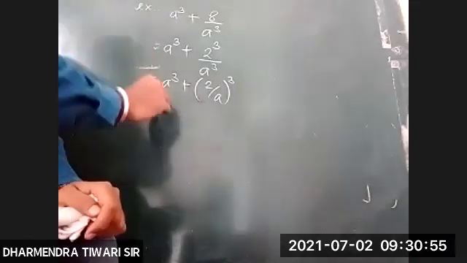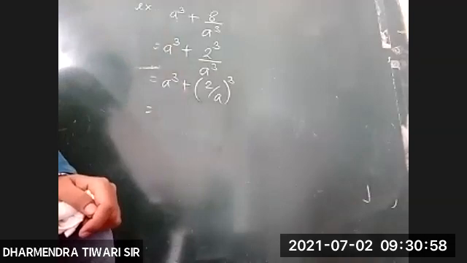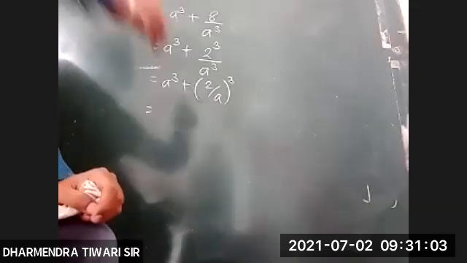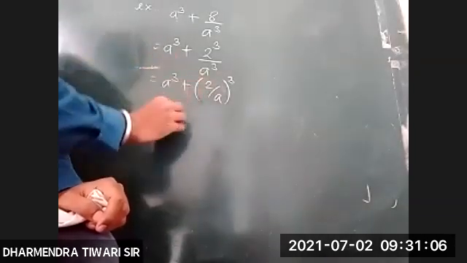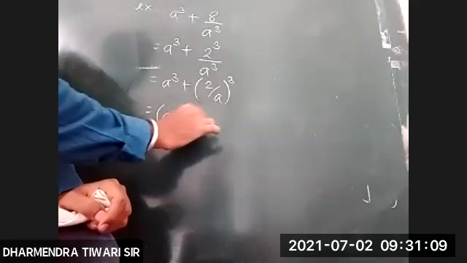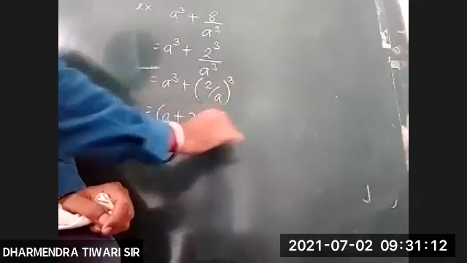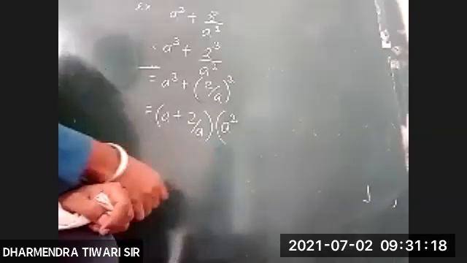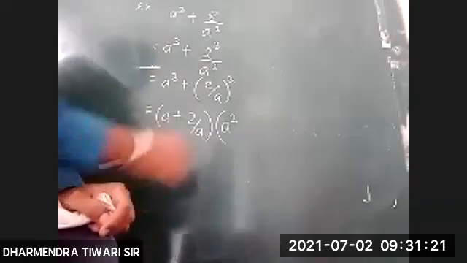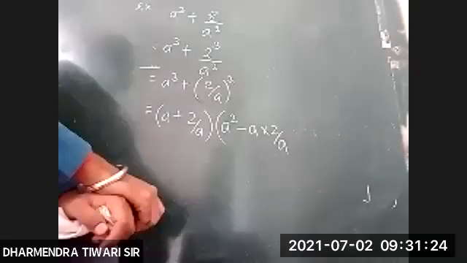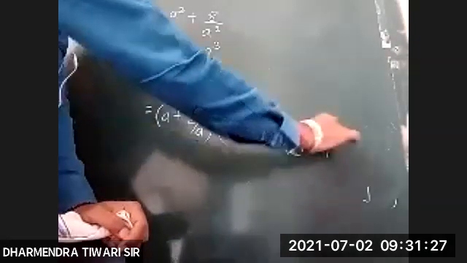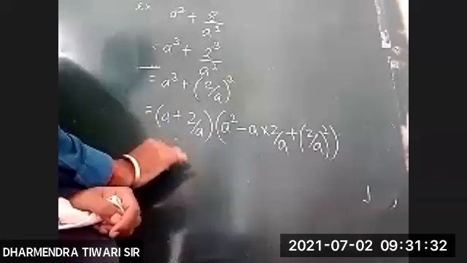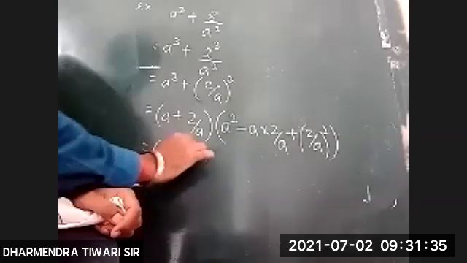So now what does the formula say? The formula says that a cube plus (2 by a) the whole cube can be written as, this is a plus b, (a plus b) into, first term is a, so a square, minus a into 2 by a, plus (2 by a) the whole square. So this is (a plus 2 by a).